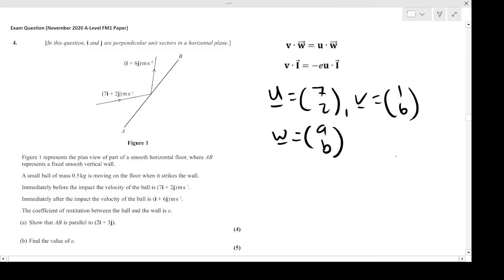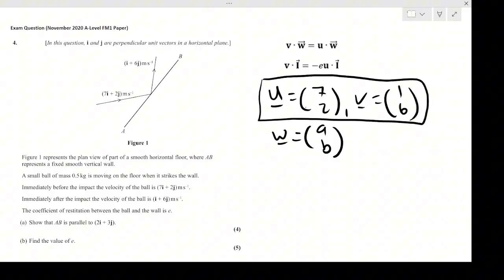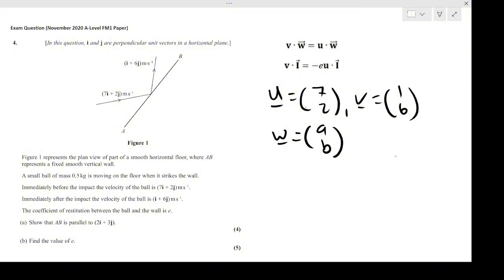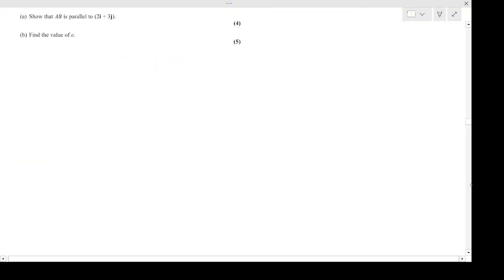Now, I can't do my trick like I did last time, where I could just flip and negate the wall vector W, because I don't know what the wall vector is. But actually notice I've got my two velocity vectors. I've also got a mass. So hang on, can't I work out impulse in the standard way? Can't I say that I is mv take away mu? So I can work out the impulse vector that way.